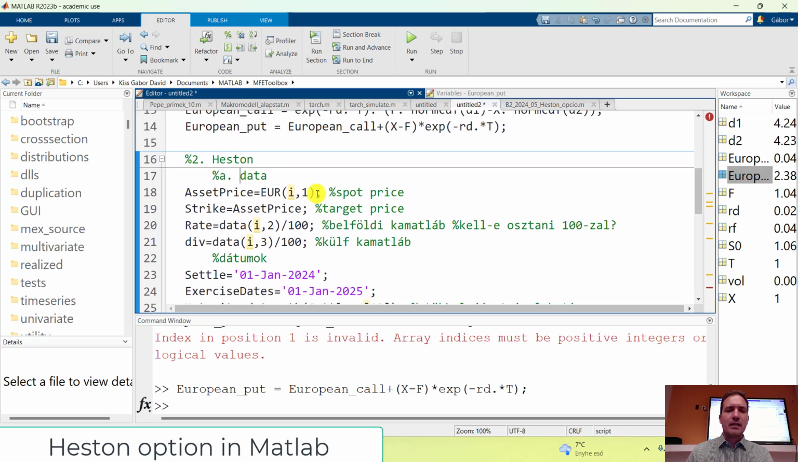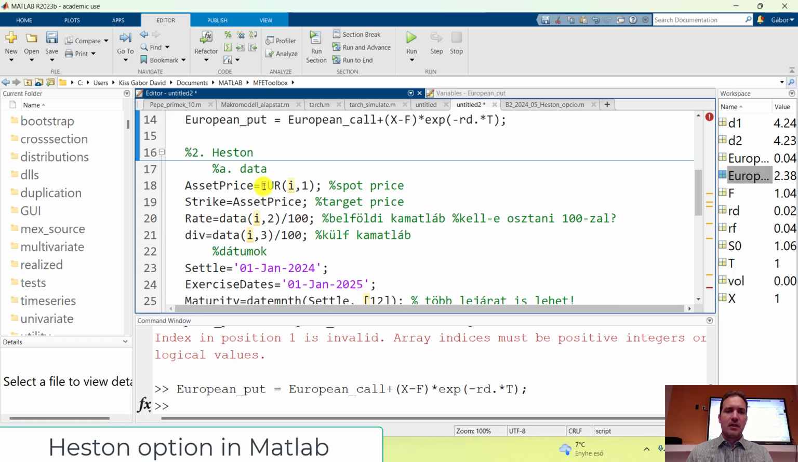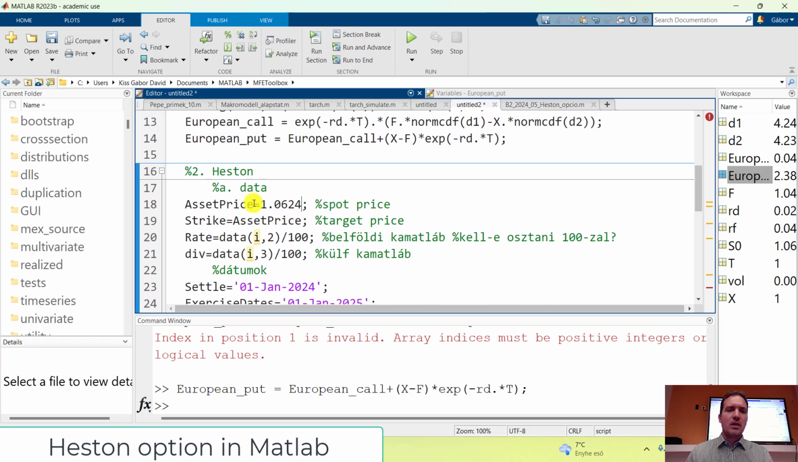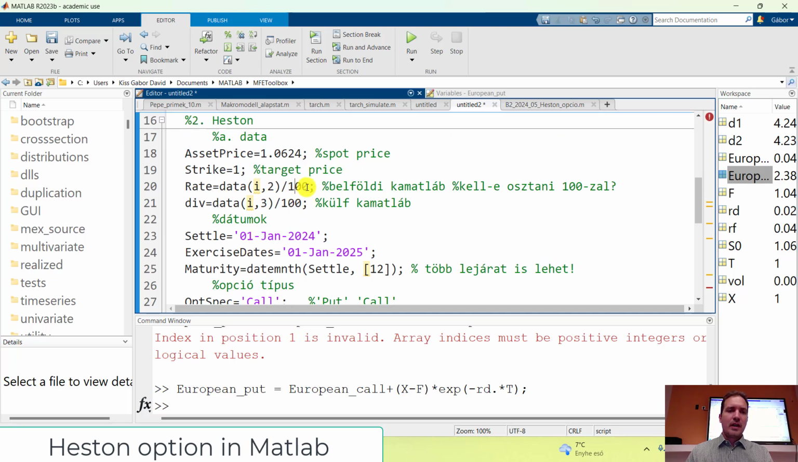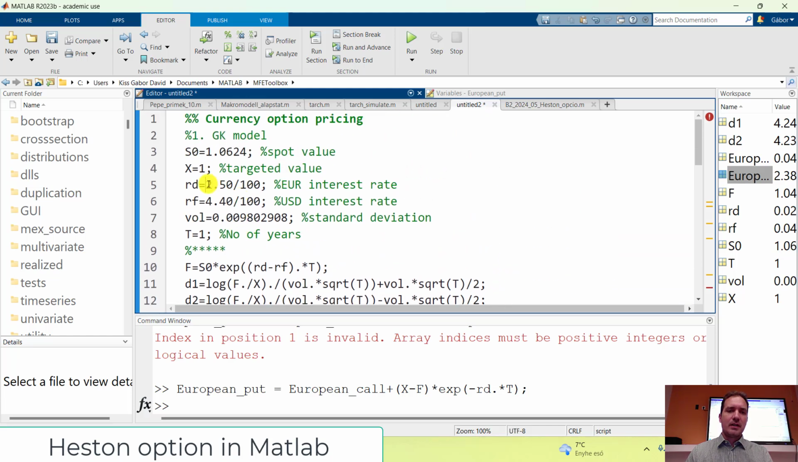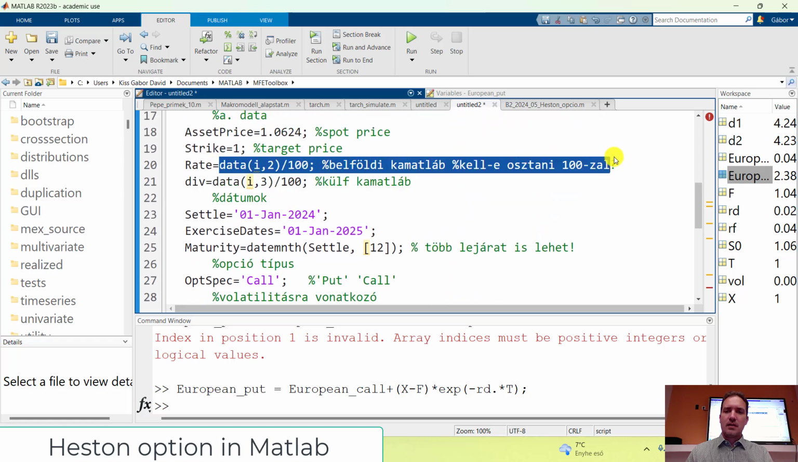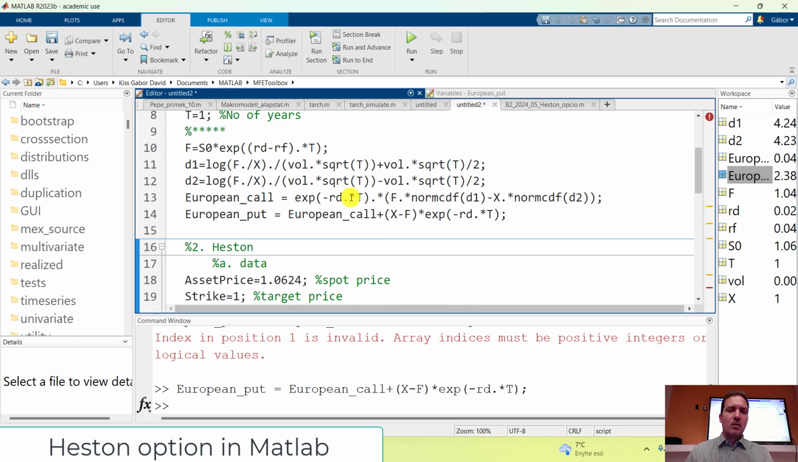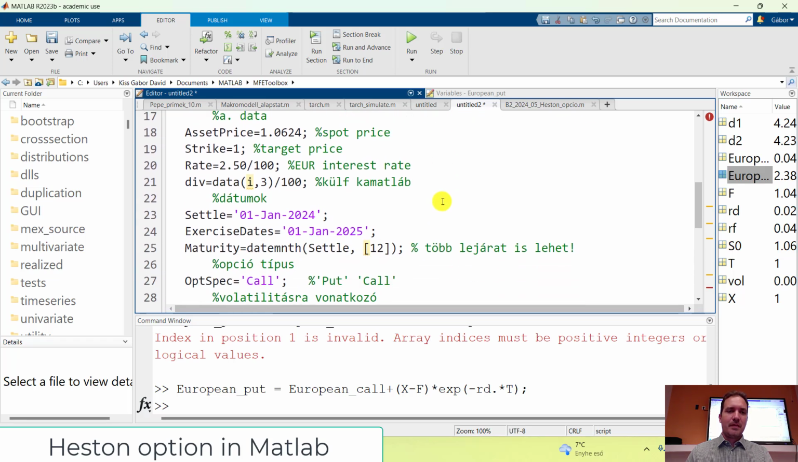First, loading the data. Spot price was already, we know that, so it's 0. Strike price, so the target price is 1. The rate, which is the domestic interest rate in euros, is 100, and because we had to modify the original function, the div is the foreign interest rate. Okay, settle date.